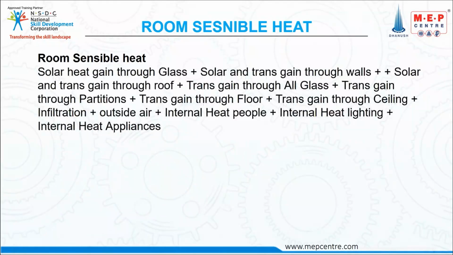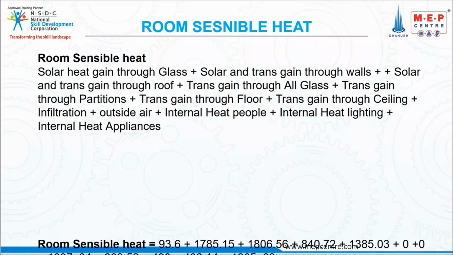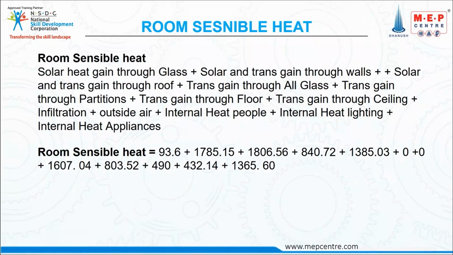So now we'll calculate the total room sensible heat. Total room sensible heat is solar heat gain through glass plus walls plus roof plus all glass plus partitions plus floor, ceiling, infiltration, outside air, internal heat with respect to people, lighting and appliances. So we have taken the total value, which is 10,609.36 BTU per hour.